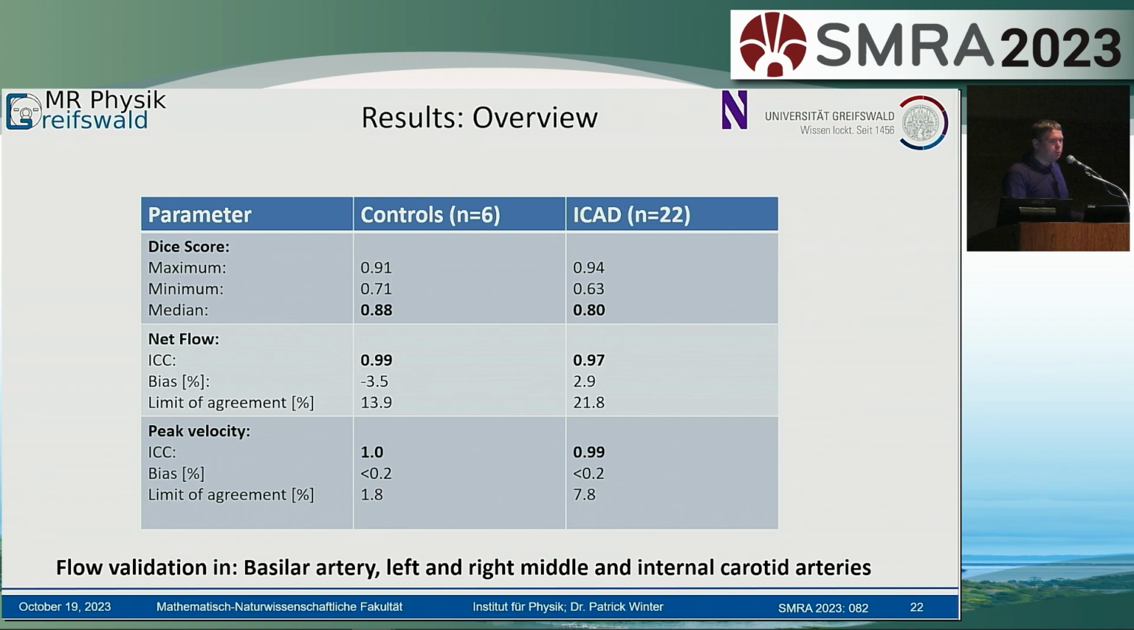This shows an overview over all validation parameters. For the controls, the median DICE score was 0.88, and for the ICAT cases, the DICE score was 0.8. In both groups and for both flow values, we have very high ICC scores and very small bias. However, we observed that the limits of agreement were still smaller in the control group in comparison to the ICAT group.